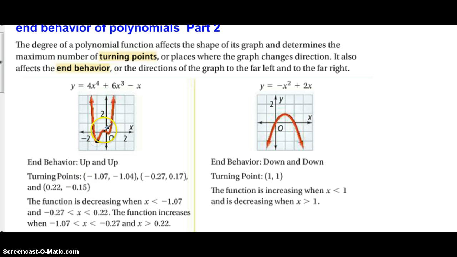here, here, and here. We've got a change in direction from here to here. That's going to be your negative 1.07 and negative 1.04. The second turning point is right here when we're going from up to down. That's negative 0.27 and 0.17. And then here we had a change of direction from down to up at this coordinate, 0.22 and negative 0.15.